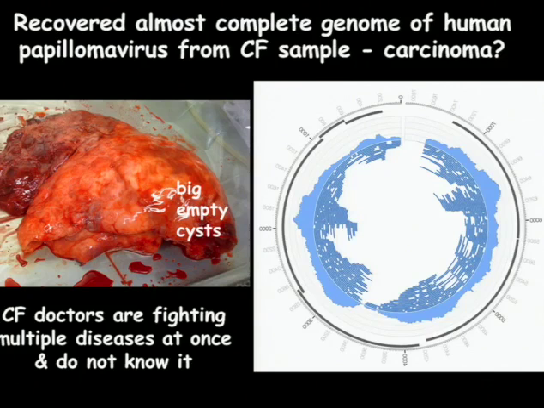All right, and then the other thing that we're starting to notice are things like this, is that when you're a CF doctor, you don't actually have any good way of knowing if someone were to have lung cancer, right? Because lung cancer is usually diagnosed as you have problems with your breathing. And what we're seeing is things like this, where you have places where there are these cysts in the lungs.